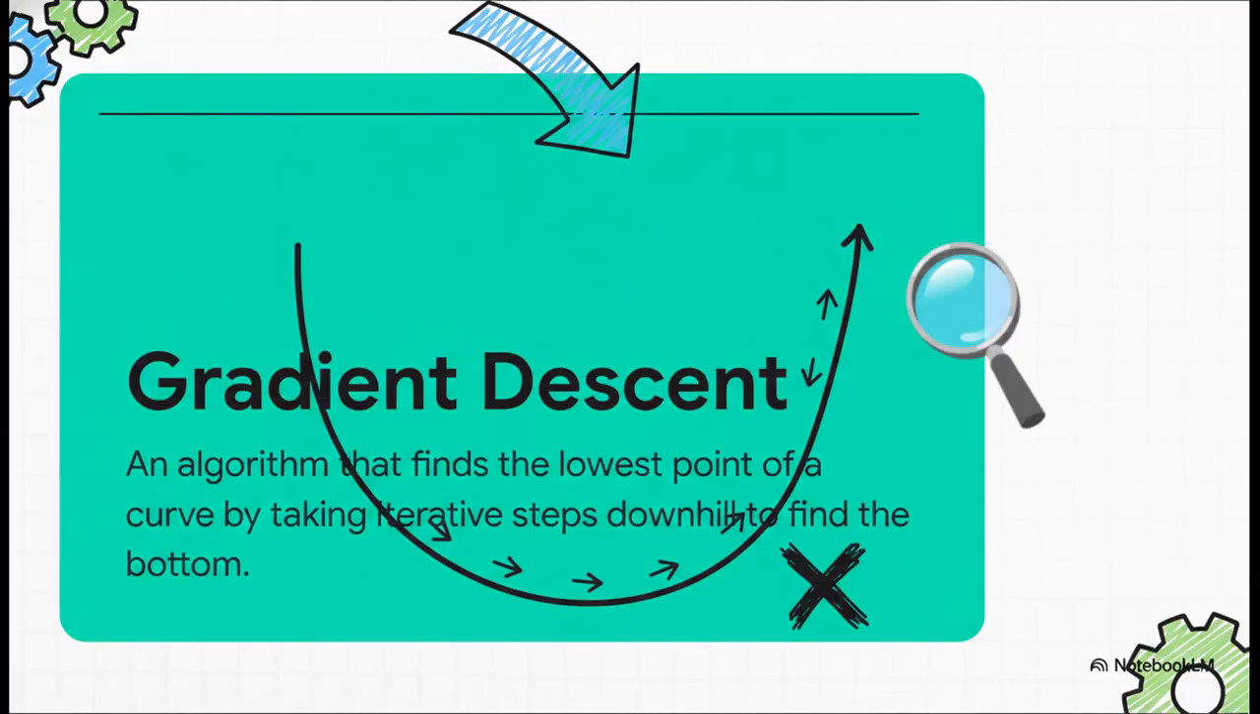And the algorithm it uses to find that lowest point is called gradient descent. The idea behind it is actually really clever. It just starts with a random guess, then it calculates which direction is downhill, which change will reduce the error the most, and then it takes a tiny step in that direction. It just does this over and over and over again until it finally settles at the bottom.